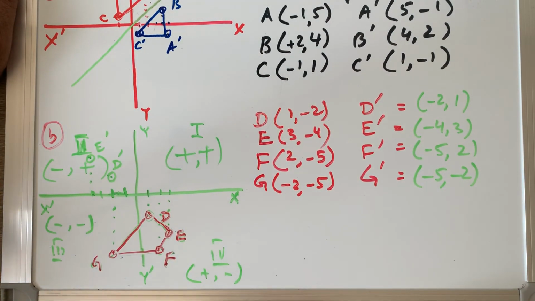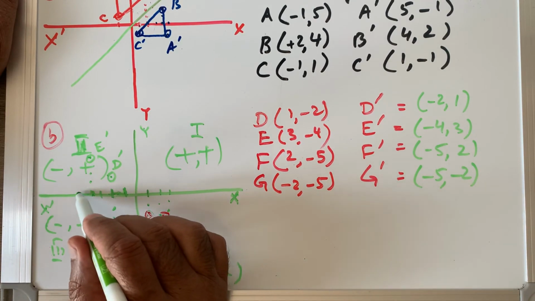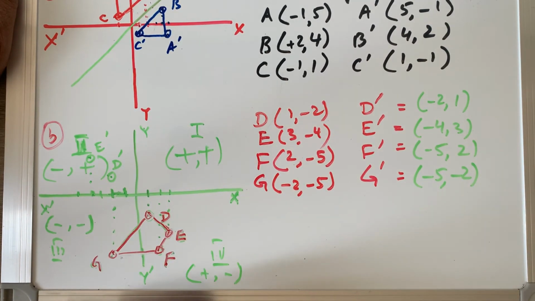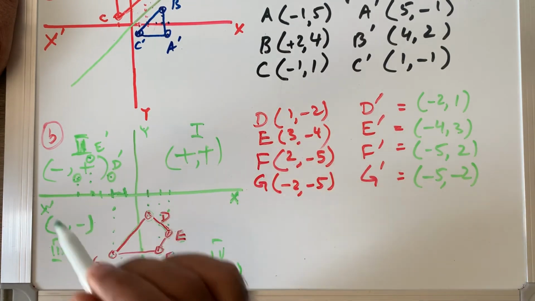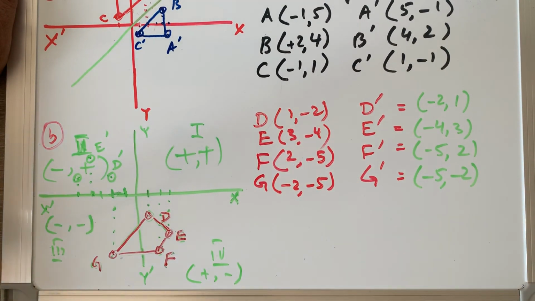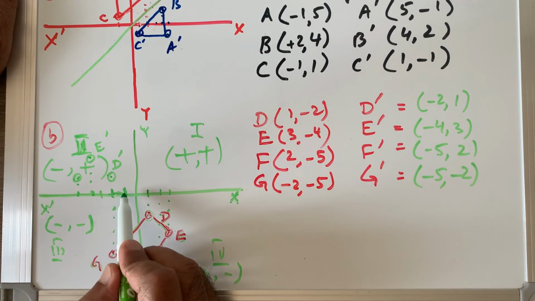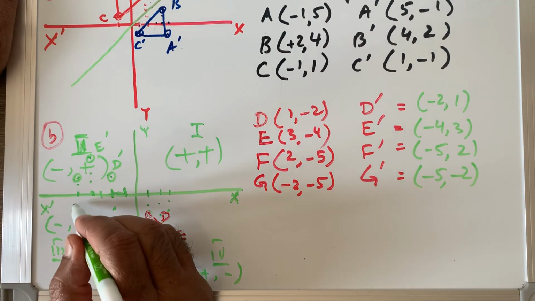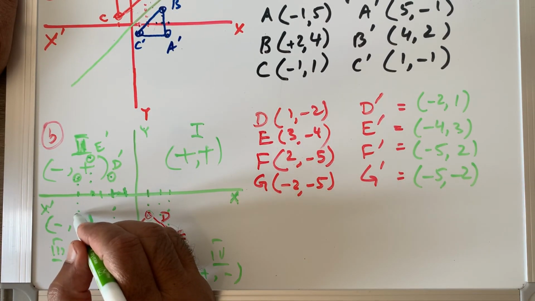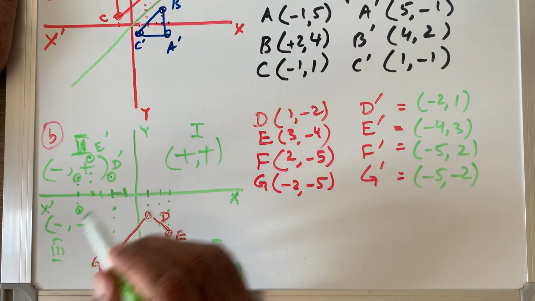And then -5 and 2. So -5, 1, 2, 3, 4, 5, -5 and 2. So 1, 2. This is my 2. So this is my F dash. And then my G dash is -5 and -2. So -5 is same, right here, and -2. 1, 2. Right? So this is my picture and it is reflected.